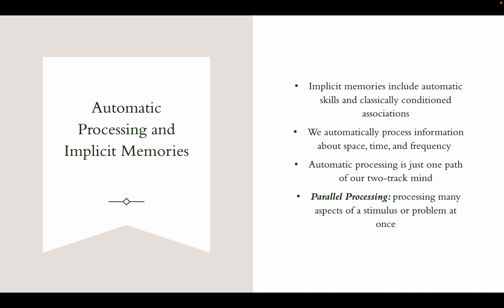So automatic processing is just one path of our 2-track mind. The other is effortful processing. And this division of labor, this division of processing, illustrates parallel processing, which is processing many aspects of a stimulus or problem at once. And we've talked a lot about parallel processing and all the different ways we've seen that. We talked about it in chapter 2 and chapter 5, and have been talking about it throughout the term. So we're not going to go too much into that.